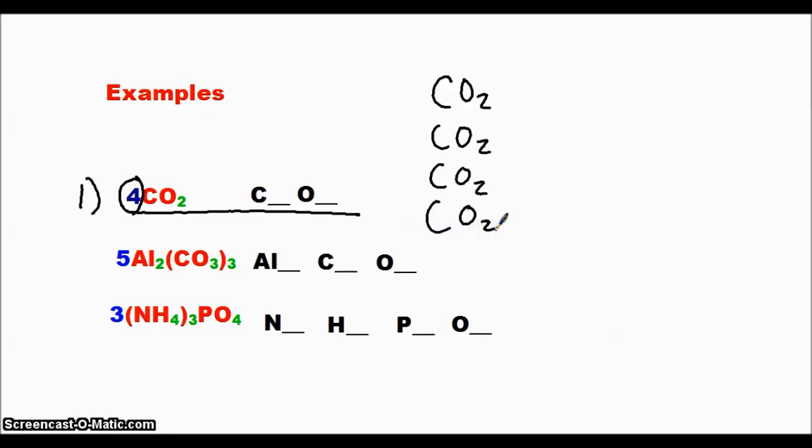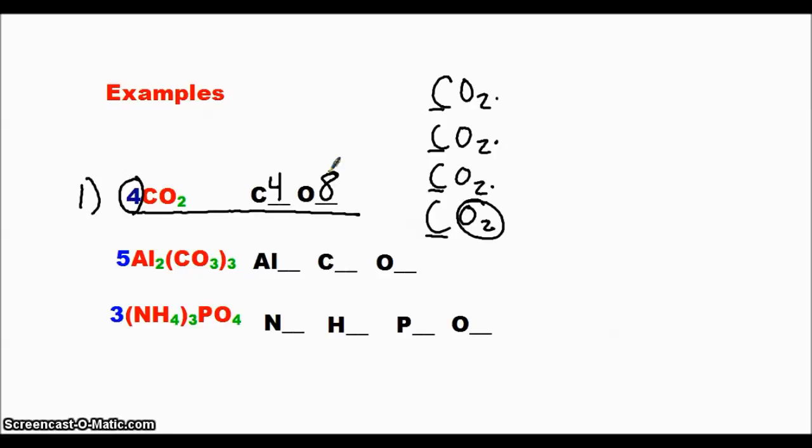And if I just count up how many carbons I have, 1, 2, 3, 4, that gives me my answer. I have 4 carbons, or I have carbon 4 times here. And then if I count up my oxygens, well, there are 2 of them each time I have that happen. So that's 2, 4, 6, 8. 8 oxygens.